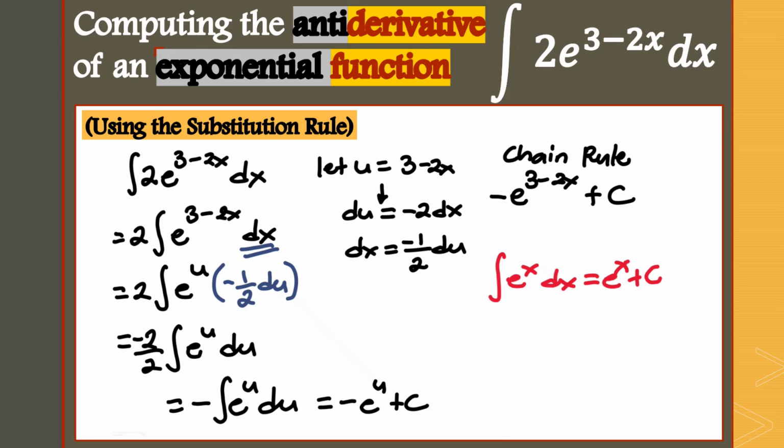Okay, now, originally there was no u. Let's return to the u, which is 3 minus 2x. This becomes negative e to the power of our u, which is 3 minus 2x, then plus your c. This is now the answer for this item using the substitution rule.